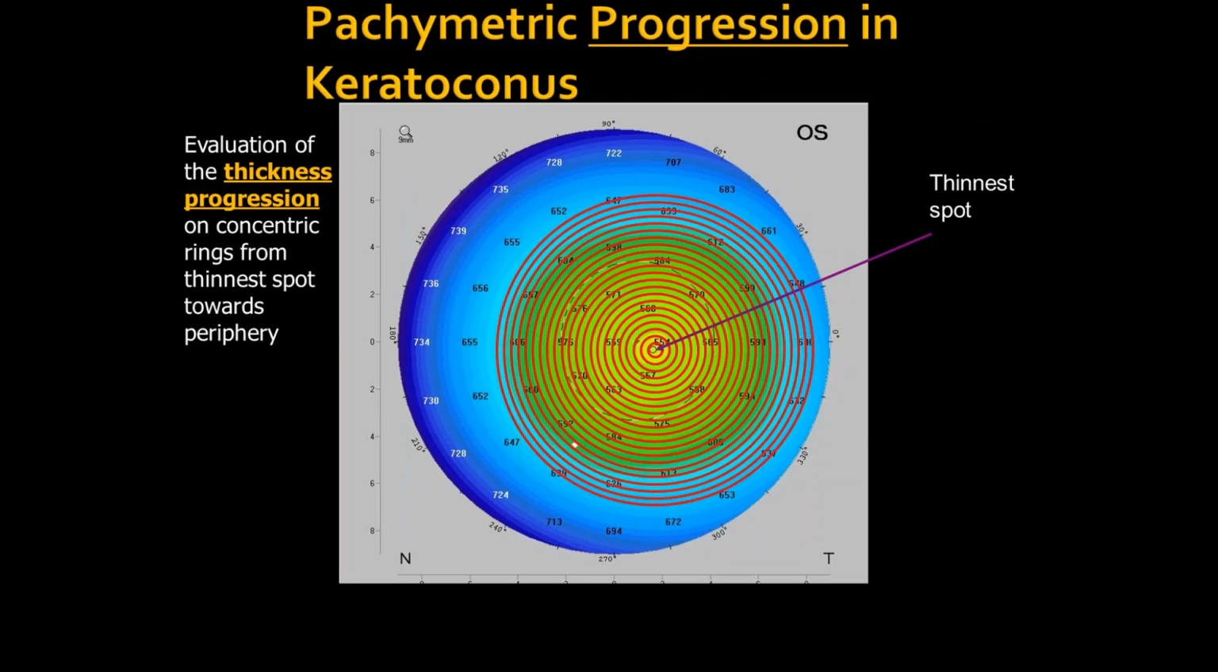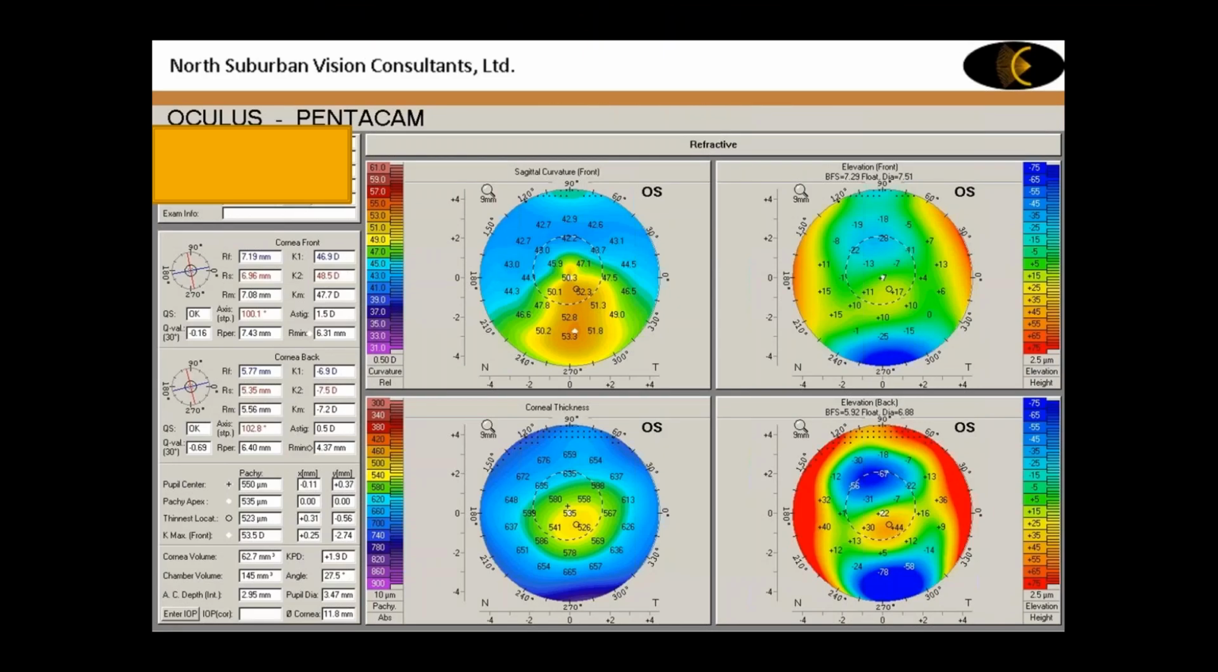Bill wonderfully talked about pachymetric progression. And the truth of the matter is, in terms of sensitivity for picking up disease, just measuring the thinnest point on the cornea is not the most sensitive way to pick up ectasia. It is the change in corneal thickness from that thin point out to the periphery where all the action is. So let's look at a case.